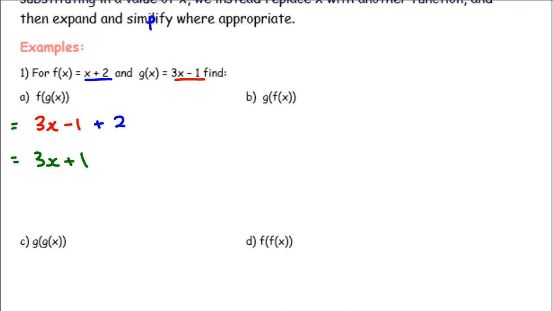And the next one, g of f of x. So it's 3, put into red, and you can colour code it if you want. But instead we're replacing x with x plus 2. My overall outer function is the red one, and I'm subbing in the blue one. Did you get the same answer as me?